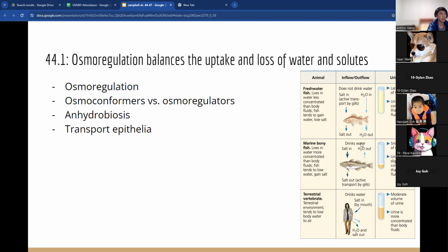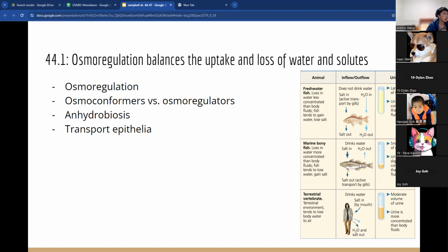Marine fish, on the other hand, have an environment that contains a very high concentration of salt. So water leaves their body through osmosis, and they take in a lot of salt. So they need to put a lot of salt into their urine so that their interstitial fluid doesn't get oversaturated with these ions, right?